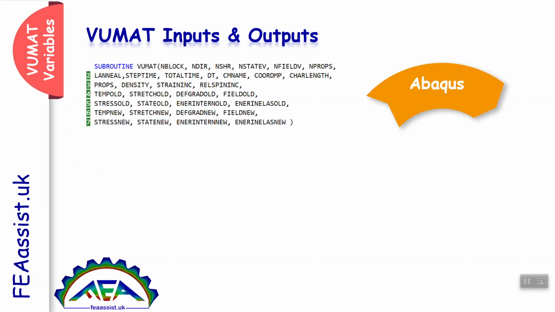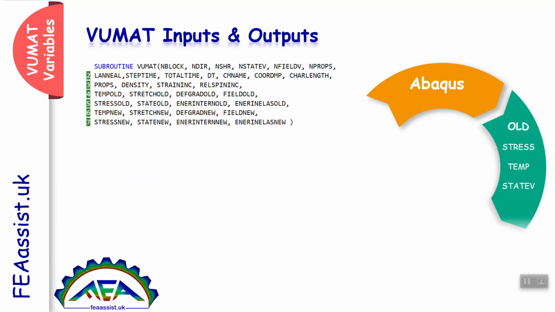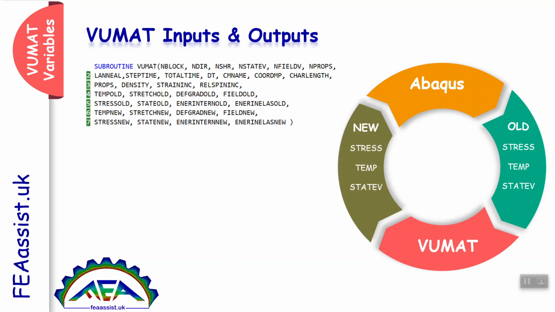Actually, these variables are computed in Abaqus. The old values or the initial values are transferred to the VUMAT. In the VUMAT, we need to write a new equation or some new equations to redefine these values, and the new values of the variables return back to Abaqus. This is how Abaqus and VUMAT interact with each other, which is necessary to understand to write a good working VUMAT.